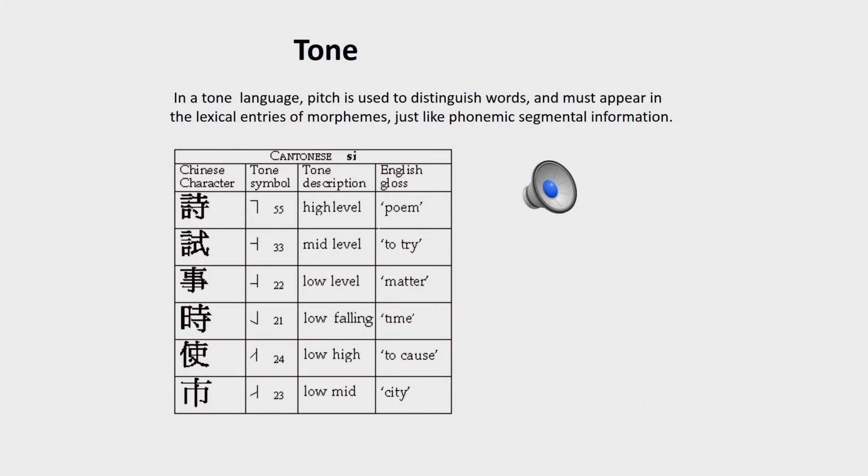So what is tone again? In a tone language, pitch is used in such a way that lexical entries of morphemes bear tone and they indicate different meanings, just like segmental information. So here we play Cantonese tone.